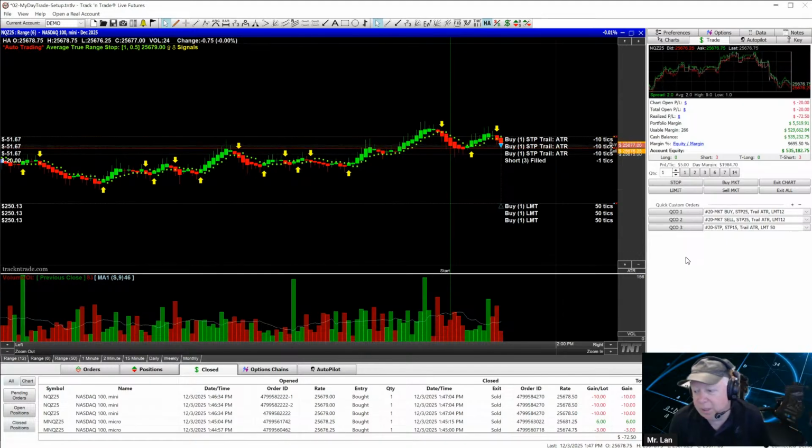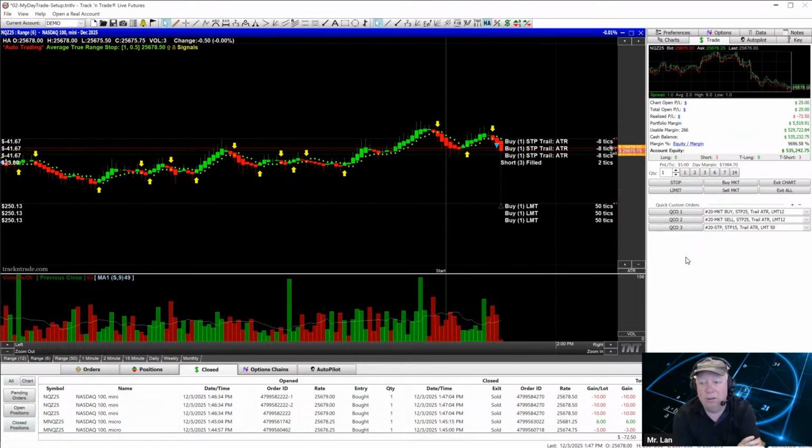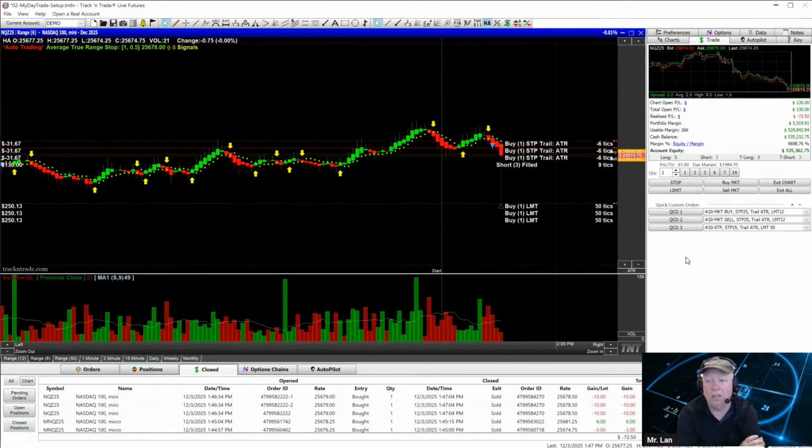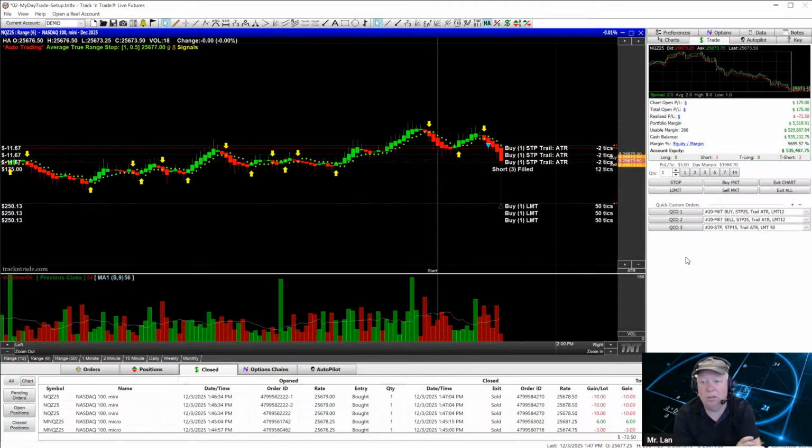Looks like we're risking about $10 on each one of these trades. We just need to catch a runner. And these are 3 contracts too. So this is still the mini. We only lost $10. Can't feel bad about that. That's not very much. We're on a range bar 6, so it's kind of small.